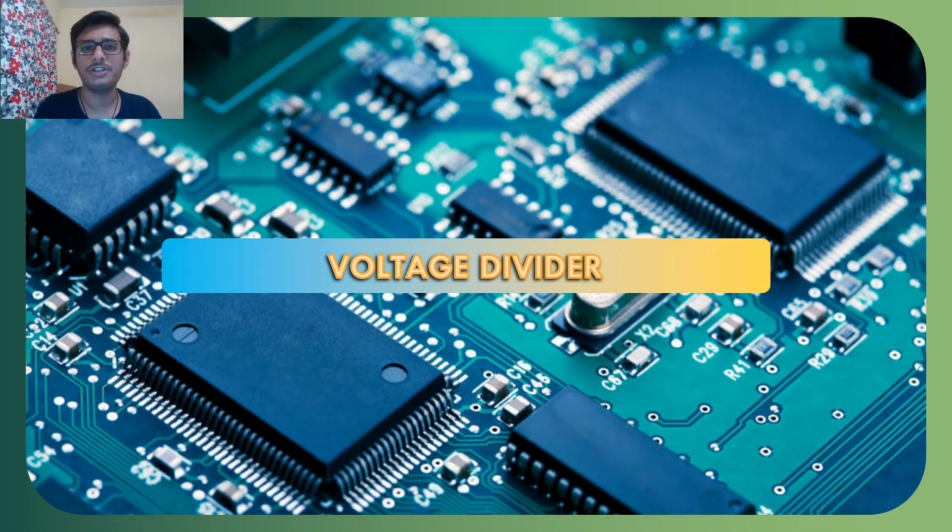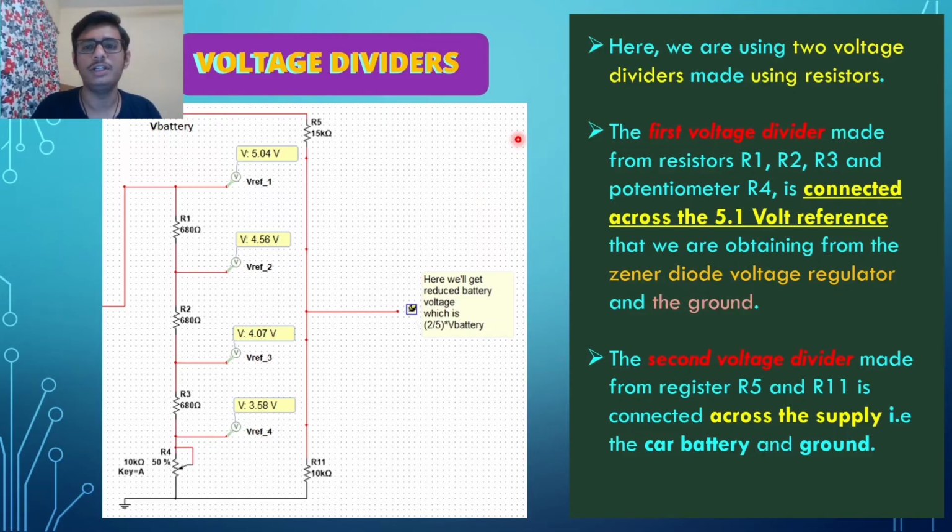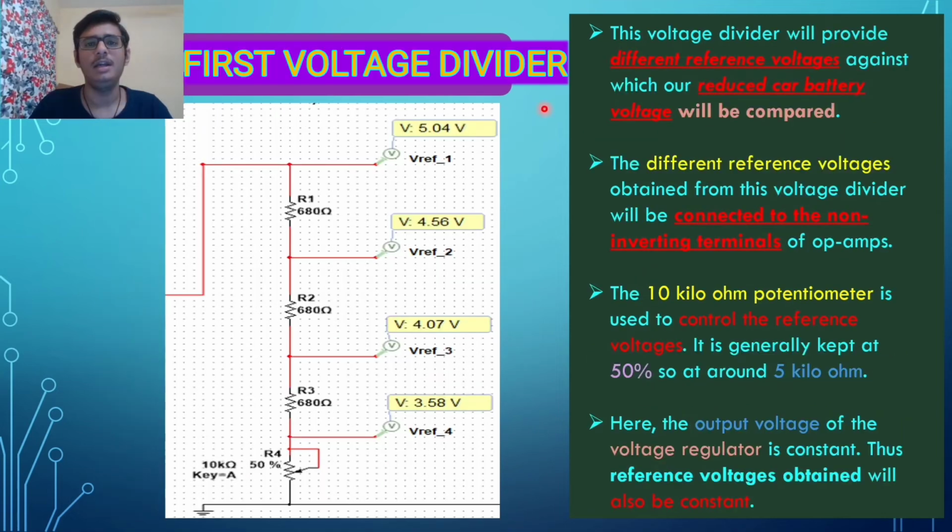Now, let us look at the voltage divider part of our circuit. Here, we are using two voltage dividers made using resistors. The first voltage divider, made from resistors R1, R2, R3, and the potentiometer R4, is connected across the 5.1 volt reference and the ground. This 5.1 volt reference is the same that we are obtaining from the Zener diode voltage regulator. The second voltage divider, made from resistors R5 and R11, is connected across the supply, that is, the car battery and the ground. Let us move on to learn about the first voltage divider.